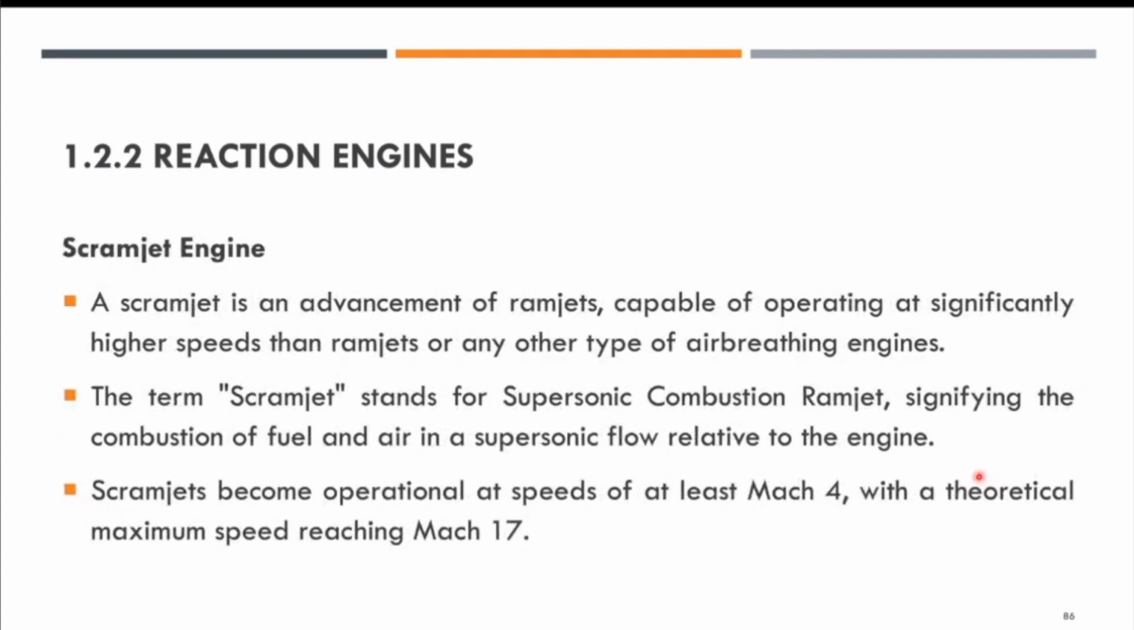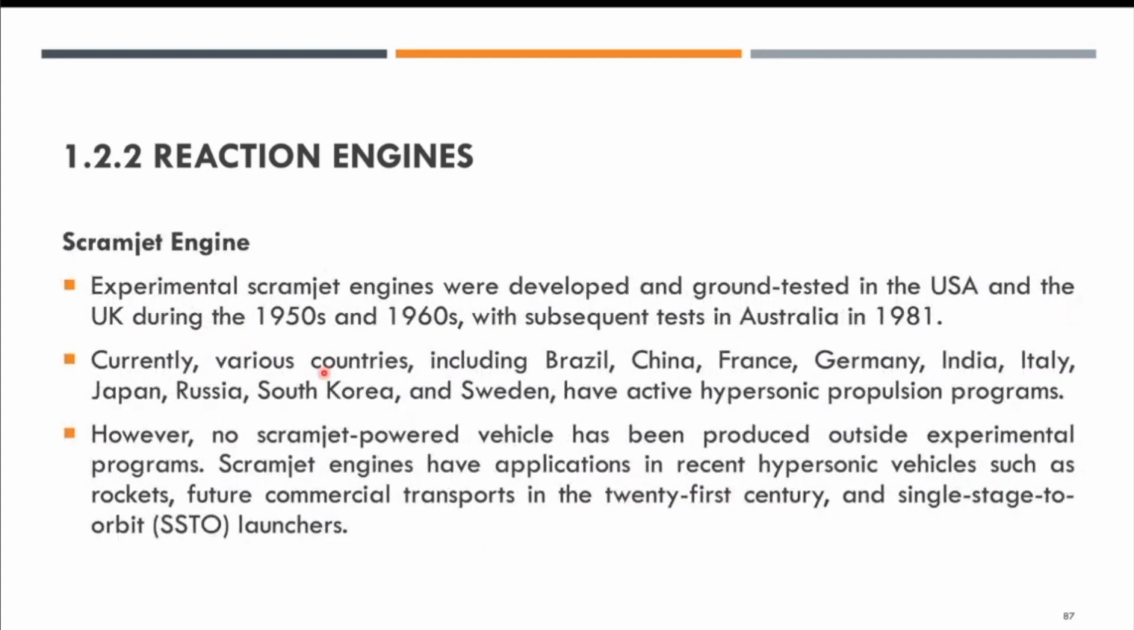Okay. Then we have the scramjet engine. It's also an extension of the ramjet. We call it a scramjet because it operates as a supersonic combustion ramjet, right? So instead of Mach number 3 to 5, it can go a maximum of Mach 17, right? So this is just a write-up about what the scramjet is being used for. There is a lot of research being conducted on hypersonic vehicles.